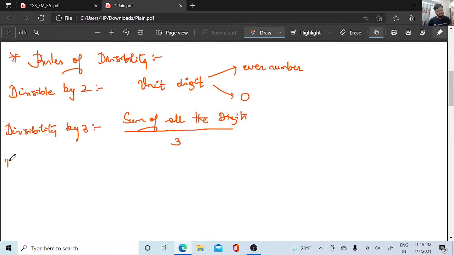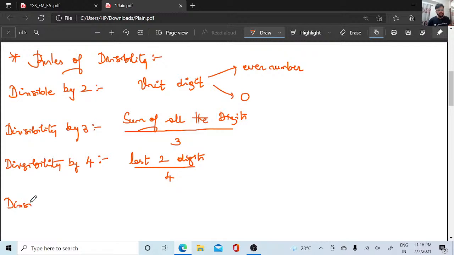Next you have the divisibility by 4, which is also the rule we apply in most of our calendar tricks. How shall I find out the divisibility by 4? You take the last two digits of the number and you divide them by 4.